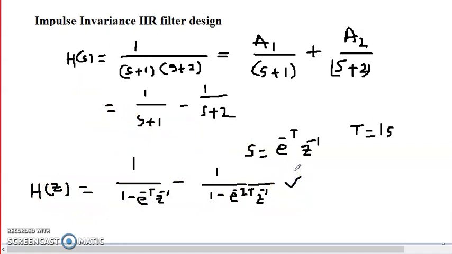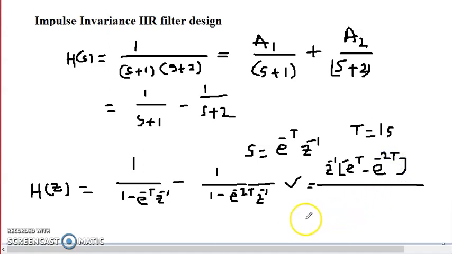and when we simplify it, we will get it to be z raised to power minus 1 (e raised to power T minus e raised to power minus 2T) upon 1 minus e raised to power minus T plus e raised to power minus 2T.